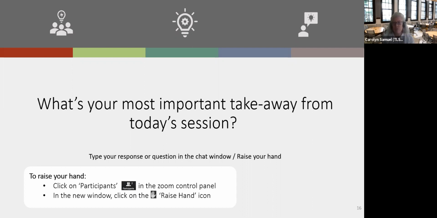McGill is looking into what happens with consent. We will be posting that information on the TLS website. Ava had put the link in the chat earlier to guidelines for remote teaching. And that's where that information will be posted when we have it.